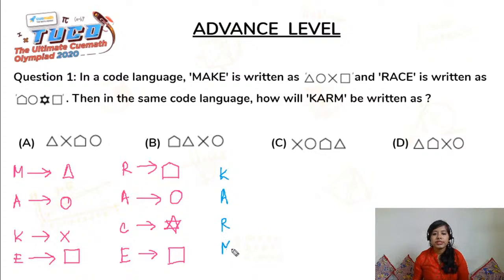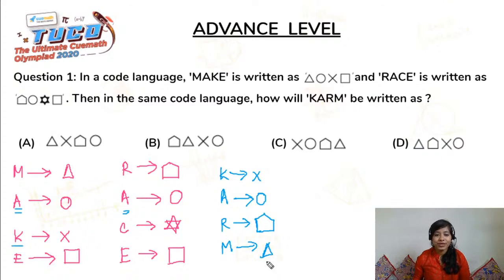We have to figure it out for the word KARM. So let's just see for K, what is it? So we know that for K, it's going to be X, right? For A, what is it going to be? A is basically circle in both the cases. And then for R, what are we going to have? For R, we have a pentagon. And then for M, what are we going to have? For M, we have a triangle.